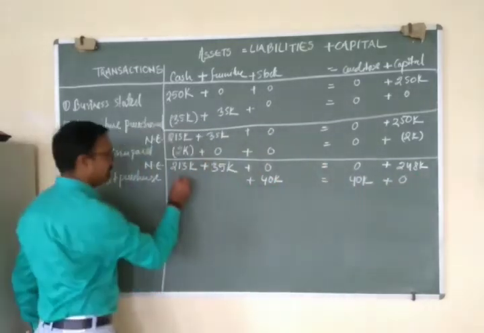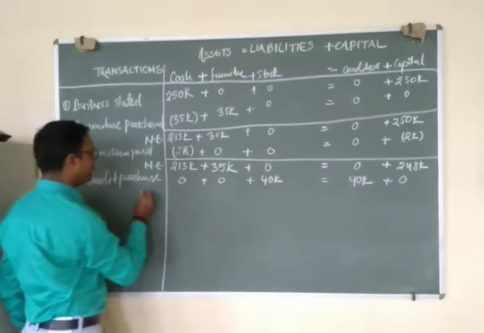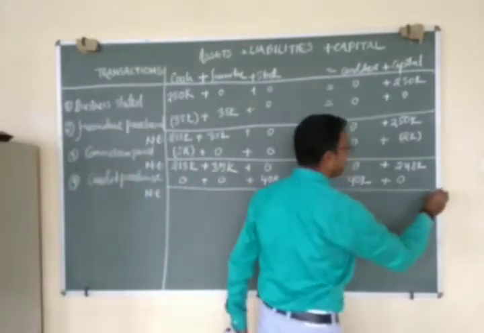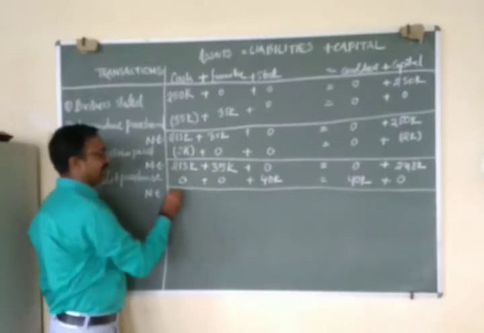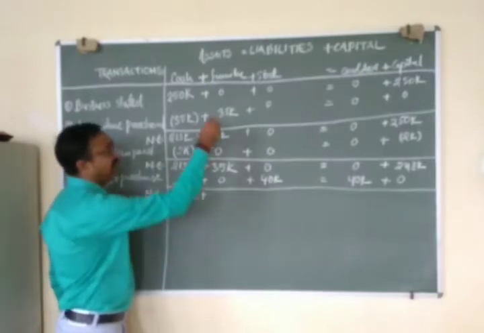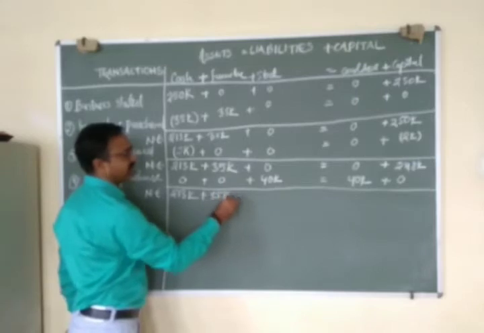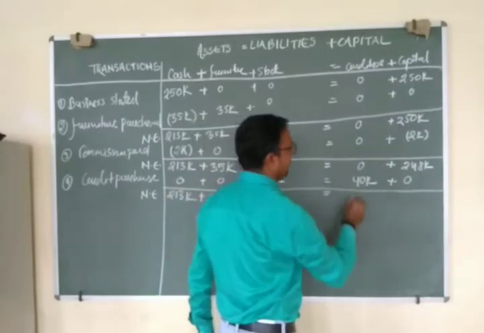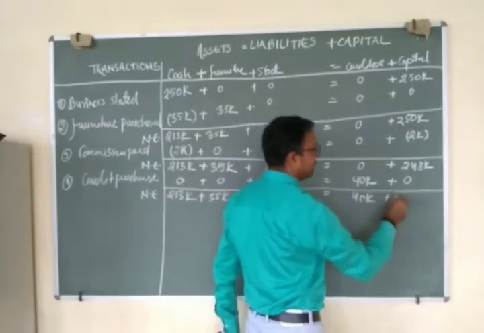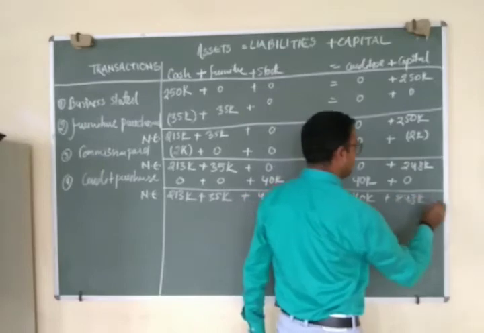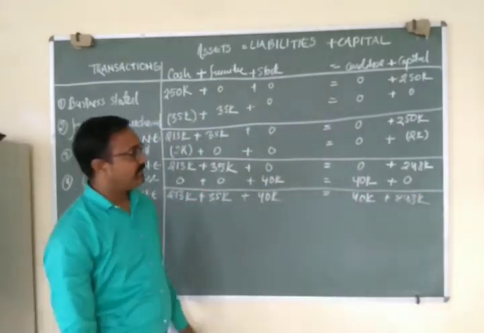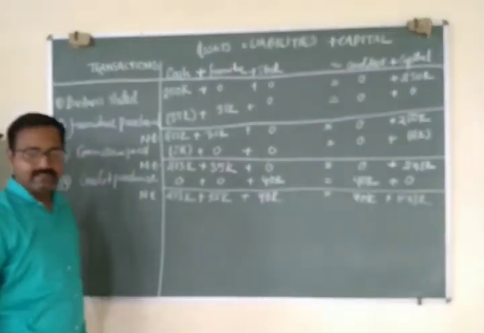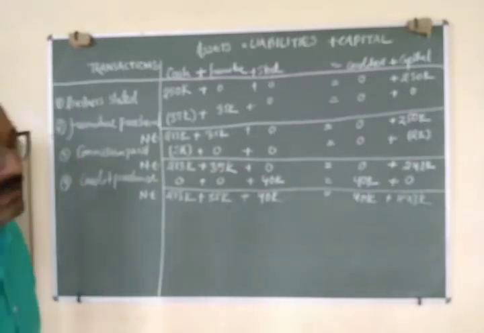So let's find out the sum of the new equation again. After this transaction, what is our new equation? That is cash 2,13,000 and furniture 35,000 and stock 40,000, equal to creditors 40,000 plus capital 2,48,000. We can cross check: the sum of the asset side is 2,88,000, and the sum of this side is also 2,88,000. So here we can easily verify our answer.